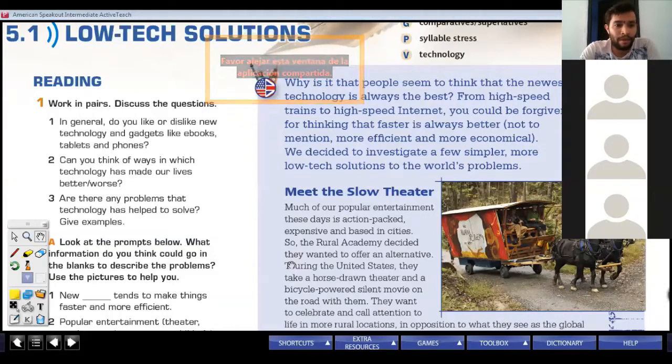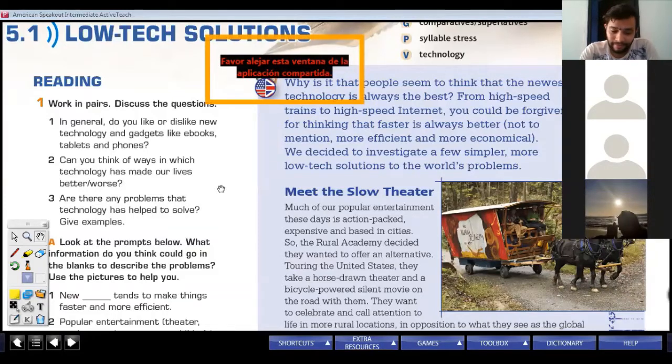That's great. But is there anybody who could tell me maybe technology has made our lives worse? What do you think? Yes, Miss Madeline? I don't think that technology has made our life worse, but the way that people use it. We can tell that they use it in a bad way. Okay.